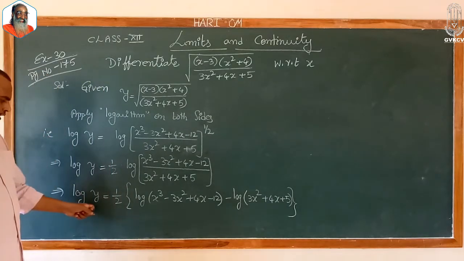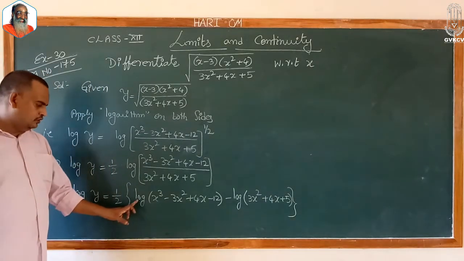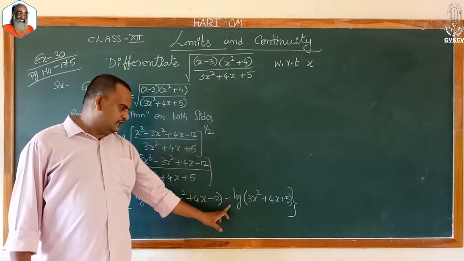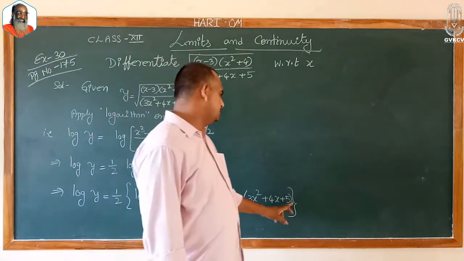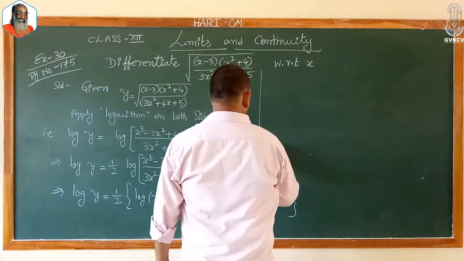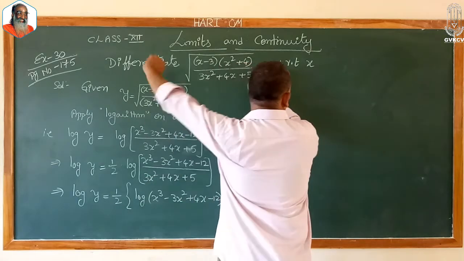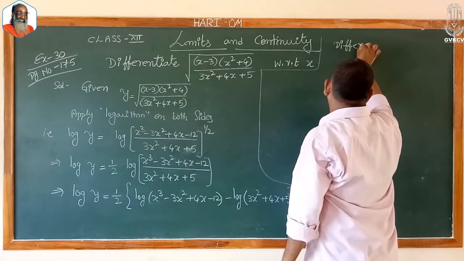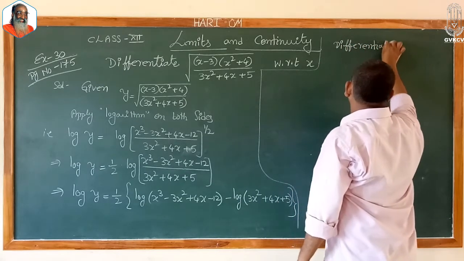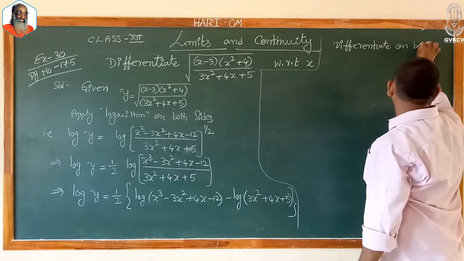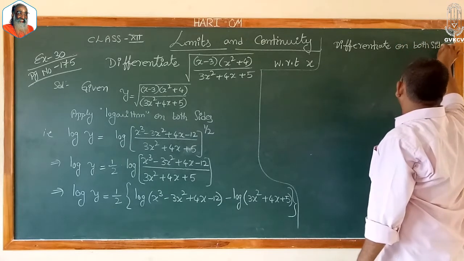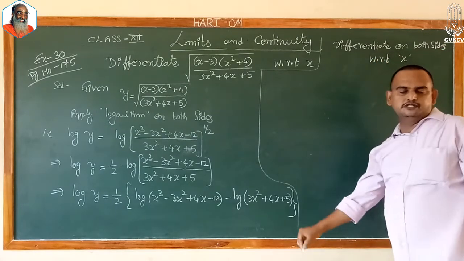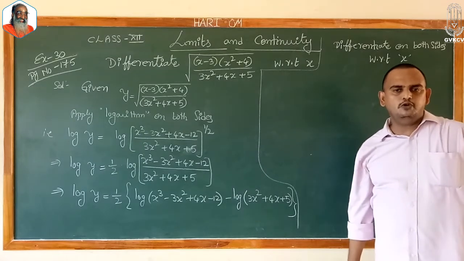Now what I have: log y is equal to half into log of (x cube minus 3x square plus 4x minus 12) minus log of (3x square plus 4x plus 5). Now we go for the differentiation. Differentiate on both sides with respect to x.